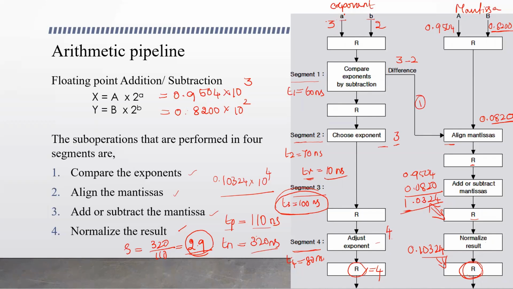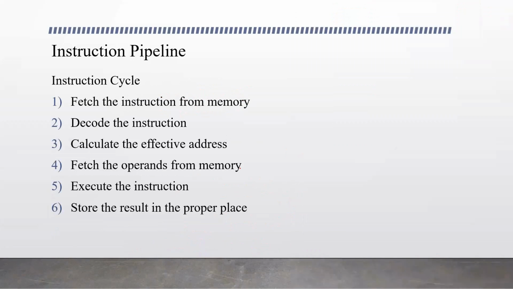Hope this is clear. We'll move on to the next one, instruction pipeline. So this way, using arithmetic pipeline, the arithmetic operations performed in the ALU can be pipelined to be executed parallelly to speed up the process. This way the arithmetic operations can be performed faster. And the second type of pipeline is the instruction pipeline.